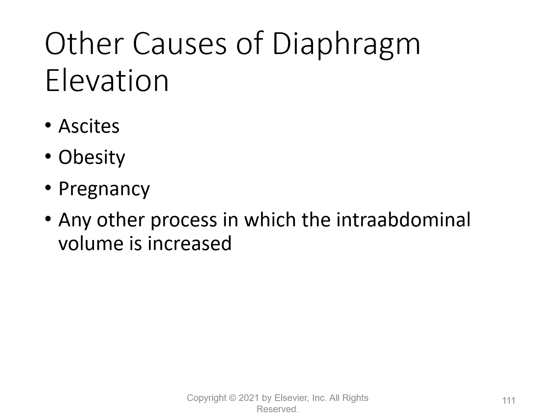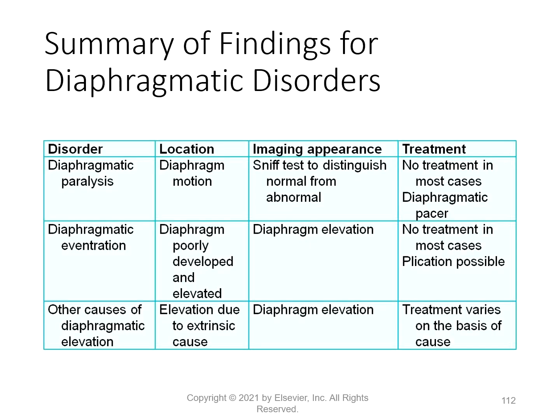Okay, other causes of diaphragm elevation would be ascites. So ascites is a collection of fluid within the abdominal peritoneum. And so because that collection of fluid is going to cause increased pressure in the abdomen, it would push the diaphragm up. Obesity would be accumulation of basically fat in that area, and that could push the diaphragm up. Pregnancy would be the accumulation of having a baby in there, pushing the diaphragm up. And any other process in which the intra-abdominal volume and pressure is increased can push that diaphragm up. I'll let you read through those.